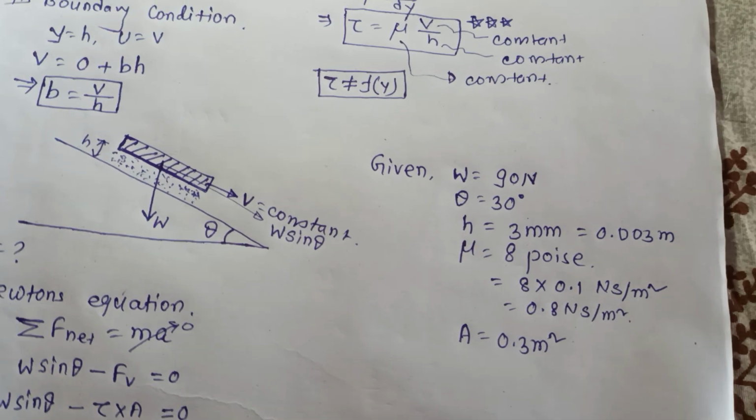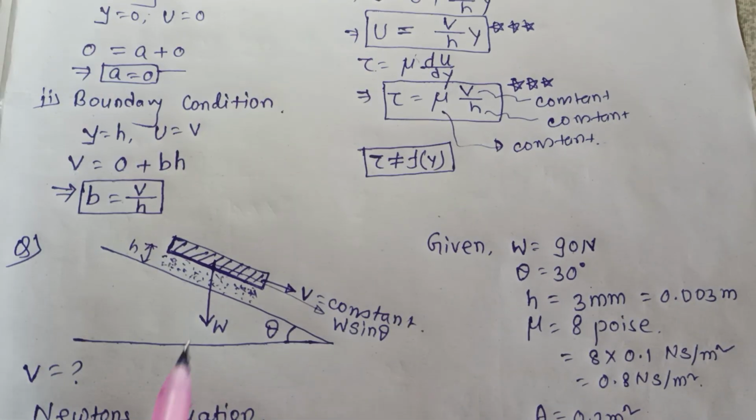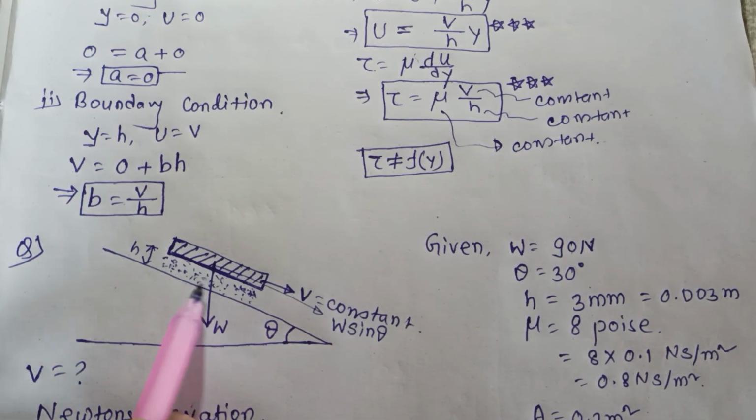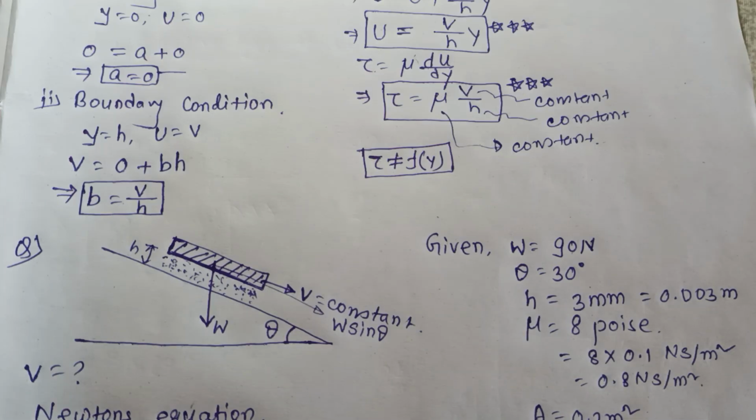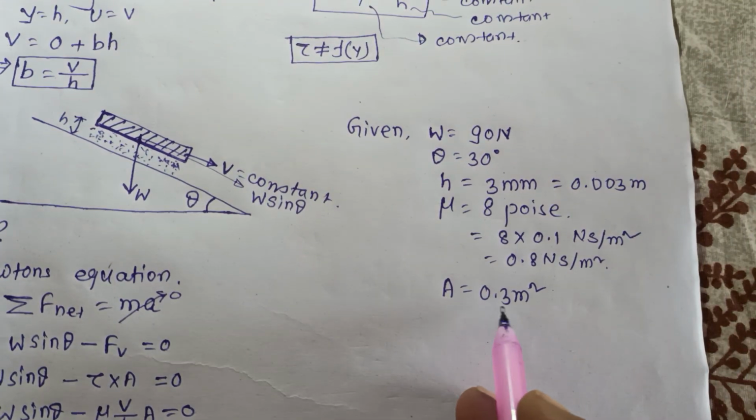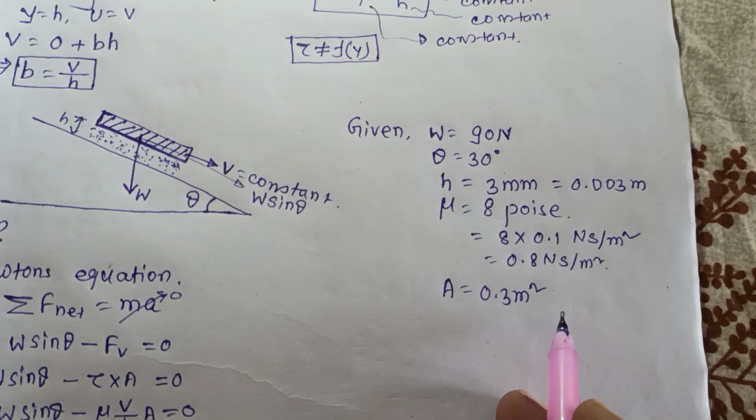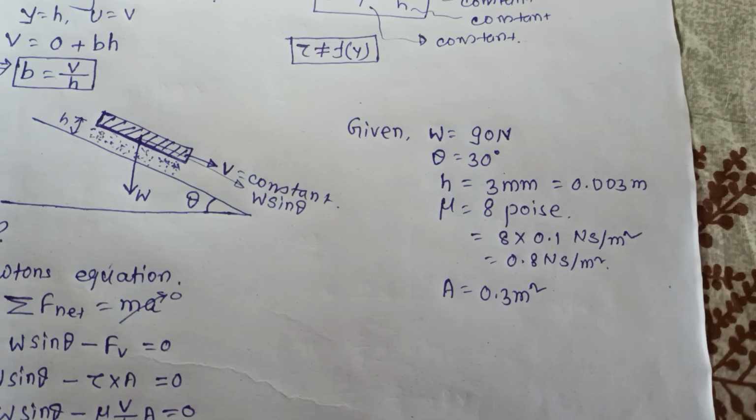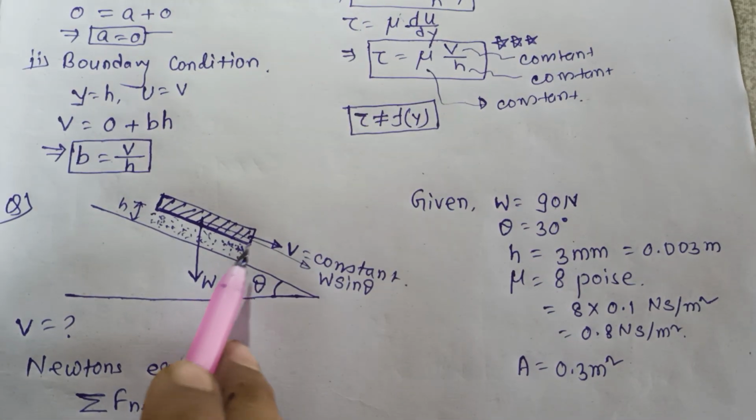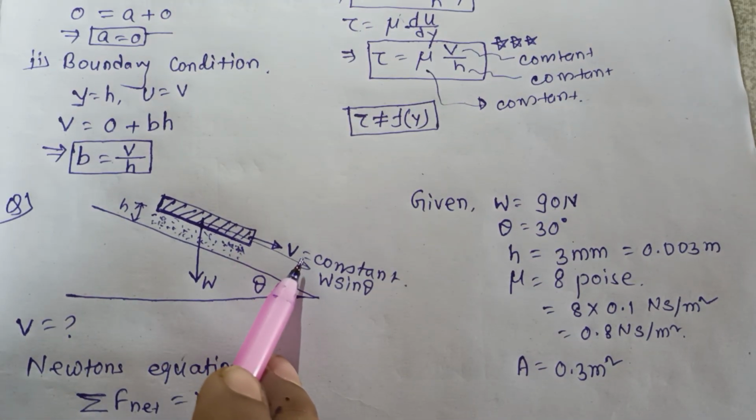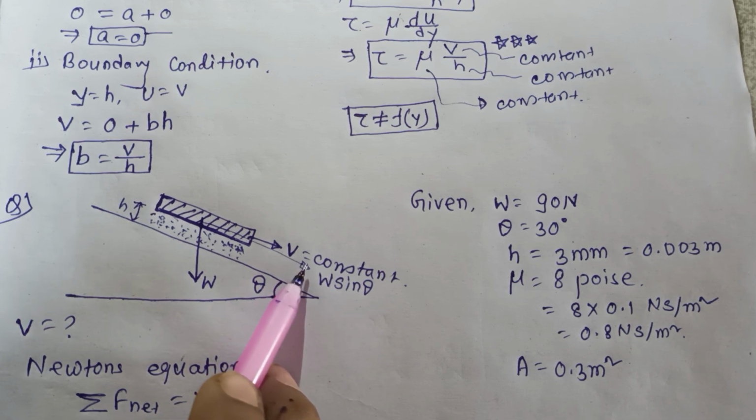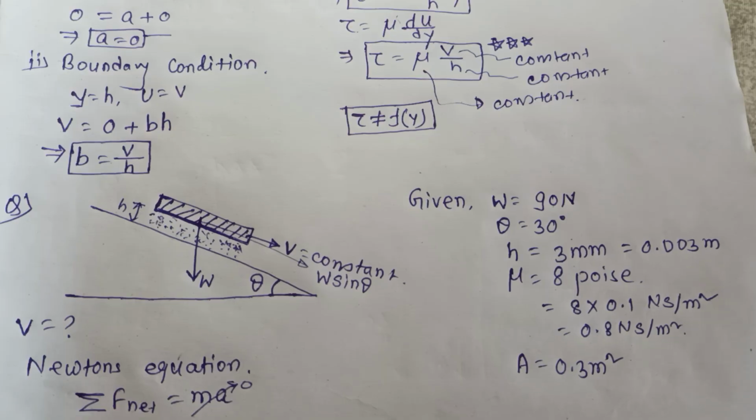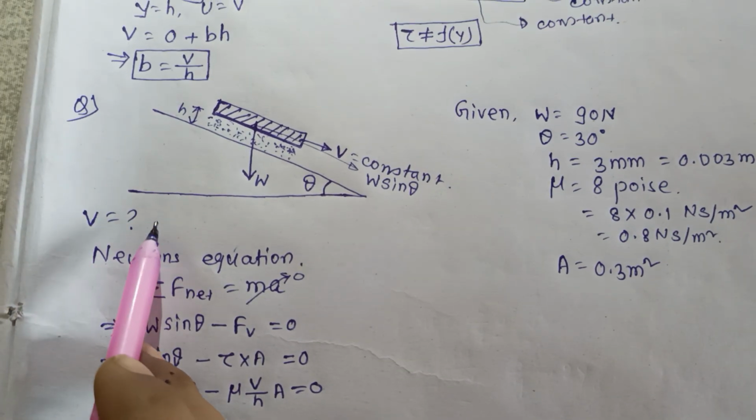And the contact area between the lubricating oil and the surface is also given: A equal to 0.3 meter square. You have to calculate the terminal velocity of the block. So you have to calculate the terminal velocity V, which is constant, V equal to constant. So you have to calculate the value of V of this block. So V is equal to what?